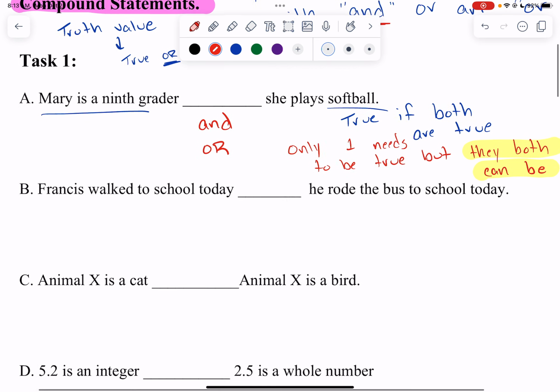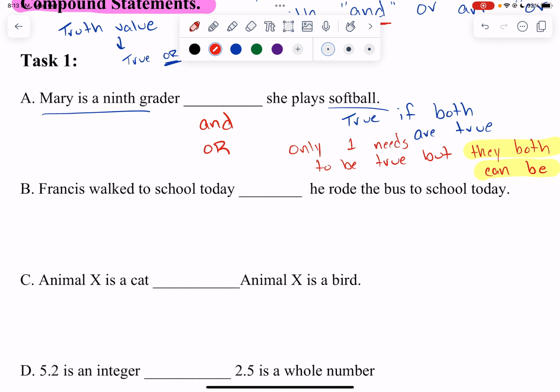Okay. All right. So here I could use an and or I could use an or, but in this case, an and would probably be a better use if they were both true. So if Mary is a 9th grader and she plays softball, if she's a 9th grade softball player, then and would be a better fit there.